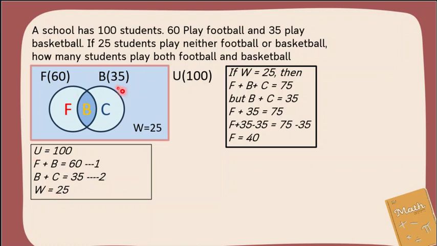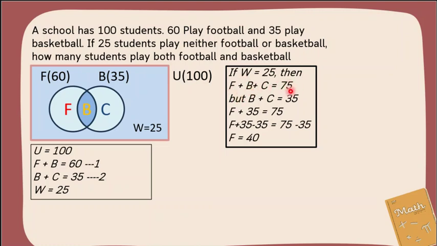Okay, then let's consider the entire set. We're given W to be 25, so F plus B plus C will then be 75. That is the people who play football only, the people who play both, and the people who play basketball only. They should add up to 75, considering that we are subtracting 25 from 100. So these people in the circles would equate to 75. So we have F plus B plus C being equal to 75.